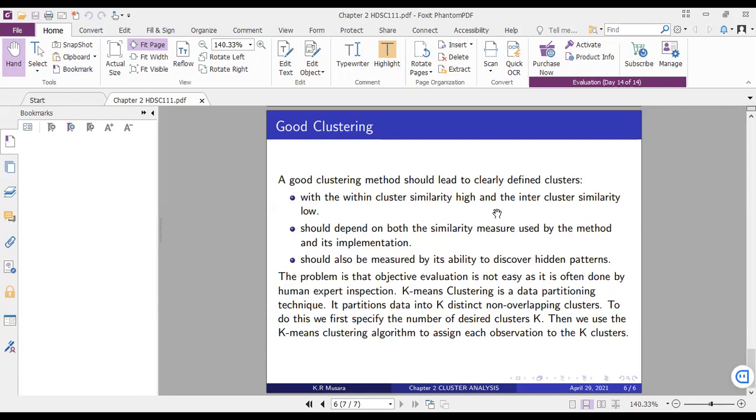K-means clustering is a partitioning technique. It partitions data into K distinct non-overlapping clusters. That is a key aspect: non-overlapping clusters. I'm sure you did sets at some level. It's more like sets, but we don't want a situation where sets overlap. That's a bad type of clustering.